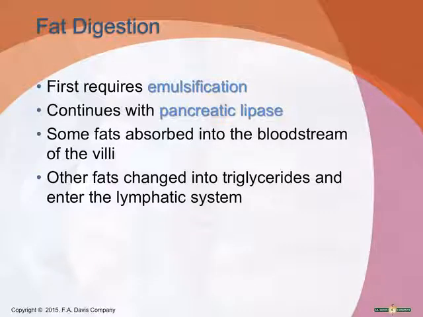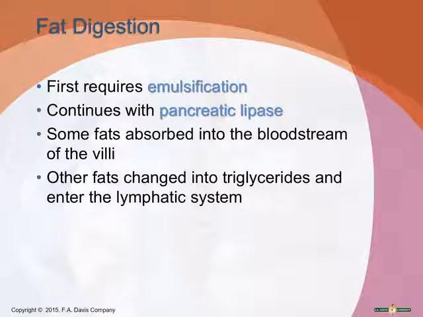Fat digestion. Fat digestion first requires emulsification that continues in the small intestine with pancreatic lipase. When a fat globule enters the duodenum, two substances in bile, lecithin and bile salts, break up the fat into small droplets. That's what's called emulsification. Once it's emulsified, pancreatic lipase, which is the main fat digesting enzyme, begins to digest the fat. Fats are broken down into a mixture of glycerol, short-chain fatty acids, long-chain fatty acids, and monoglycerides.